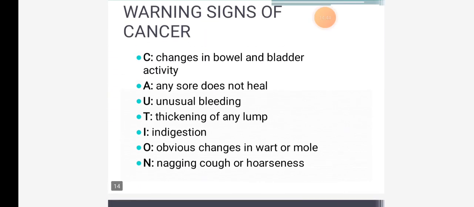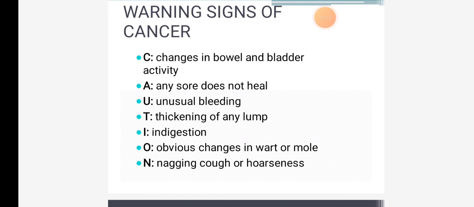Now we will see the warning signs of cancer. These are very important signs of cancer. These will help us to detect cancer early. These are also known as CAUTION. That is the short form, and CAUTION will include C for changes in bowel and bladder activity, as in any changes in bowel or bladder activity, that will be an early sign for cancer.